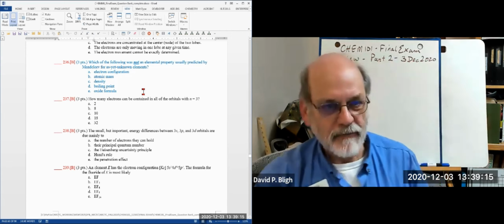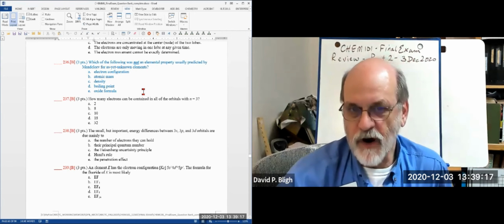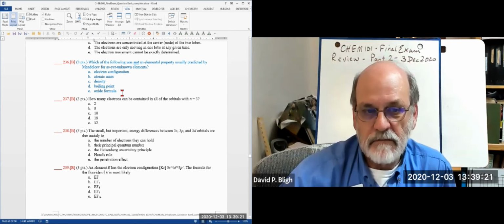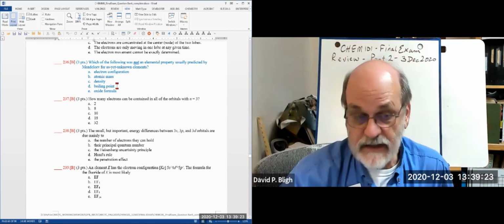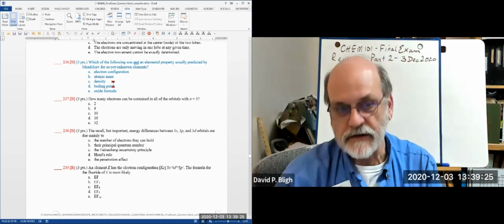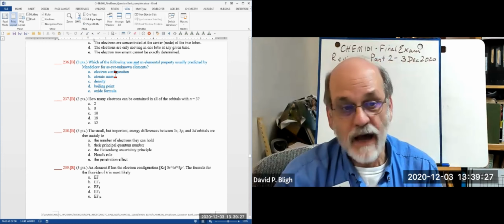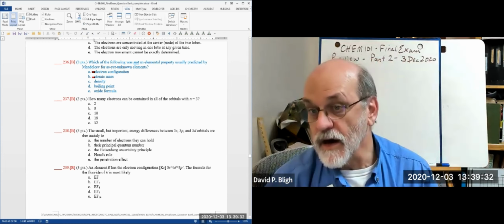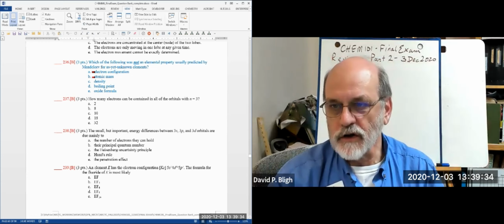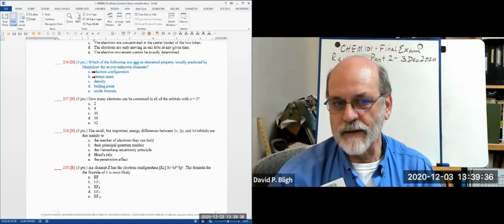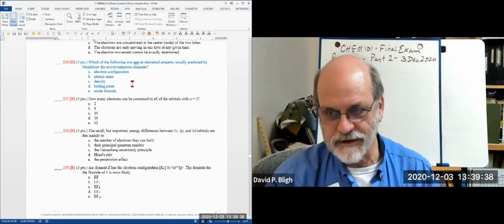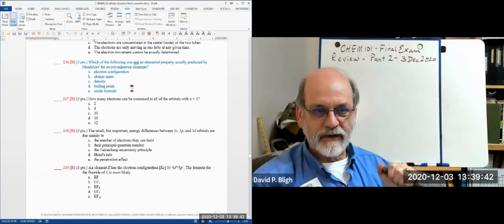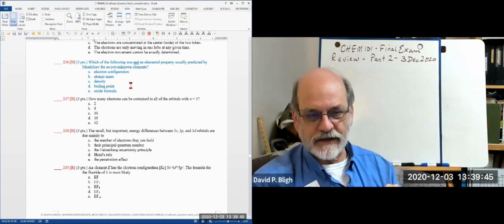Okay, Mendeleev again. Which one of these is not a property that Mendeleev predicted? Oxide formula? Yes, he did that. Boiling point? Yes. Density? Yes. Atomic mass? Definitely. Electron configuration? No. They had no clue during Mendeleev's time about electronic configuration. That was in the future. So A is the answer to 236.